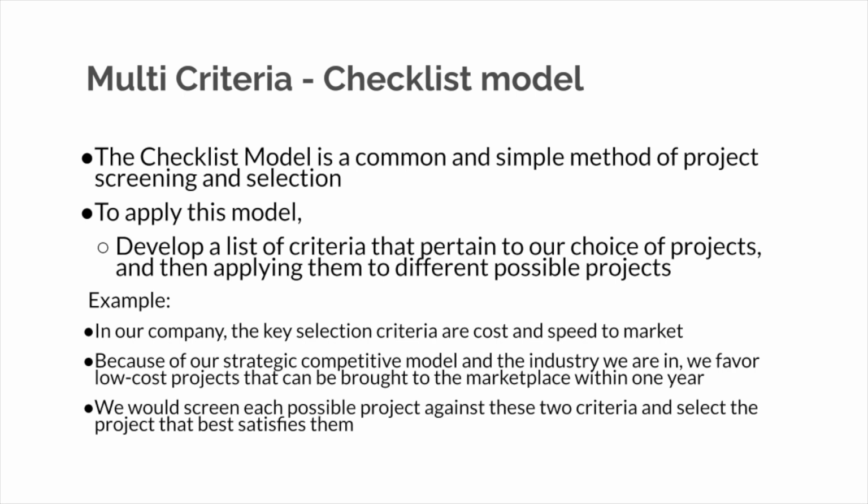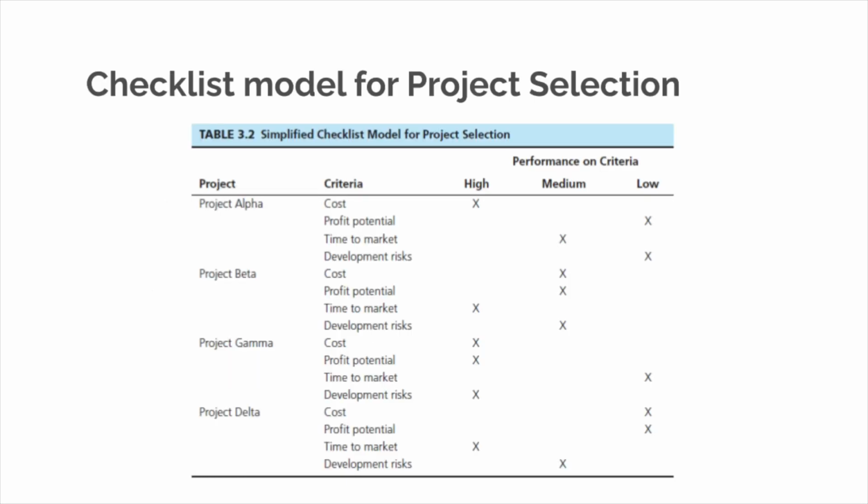Okay, it's fairly simple. So here's an example. In our company, key selection criteria are cost and speed. Speed to market, that is. Because of our strategic competitive model and the industry we're in, we favor low-cost projects over high-cost projects. And we need to be brought to the marketplace in less than a year. If a project is low cost and can be brought to the market in 1 year, that's a project they would look at moving forward. If it doesn't meet that criteria, we won't move it forward.